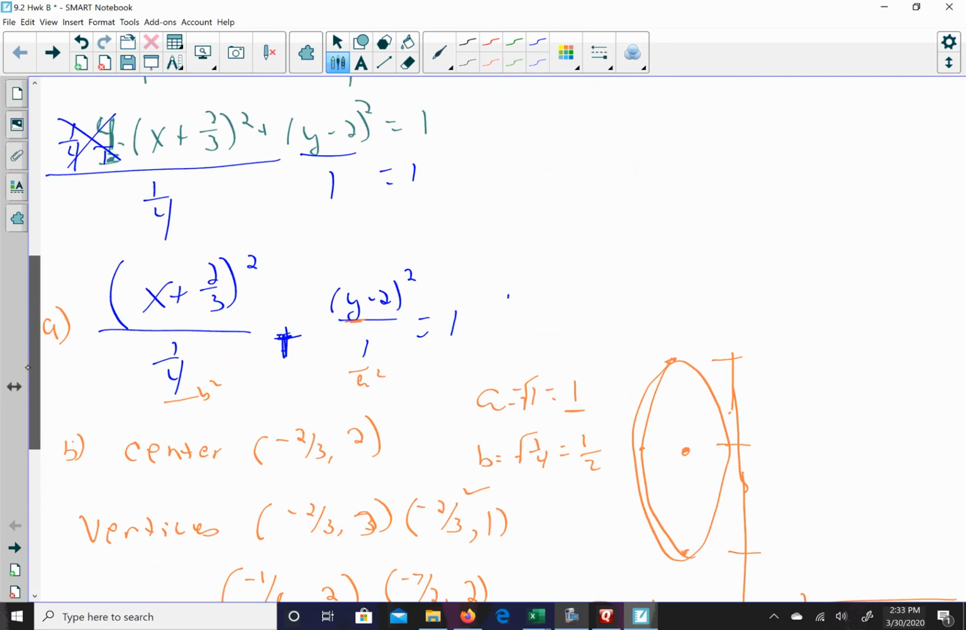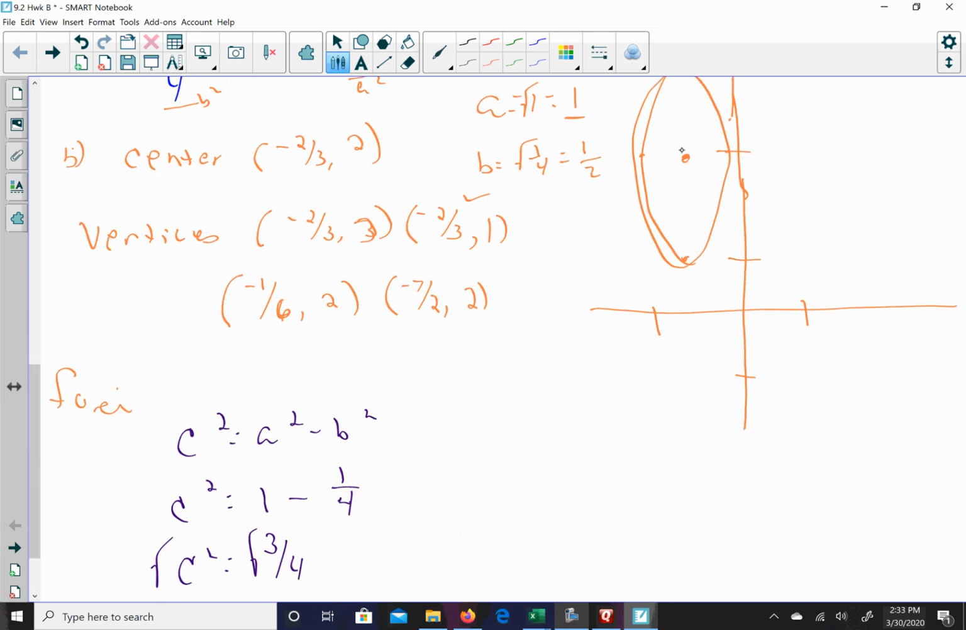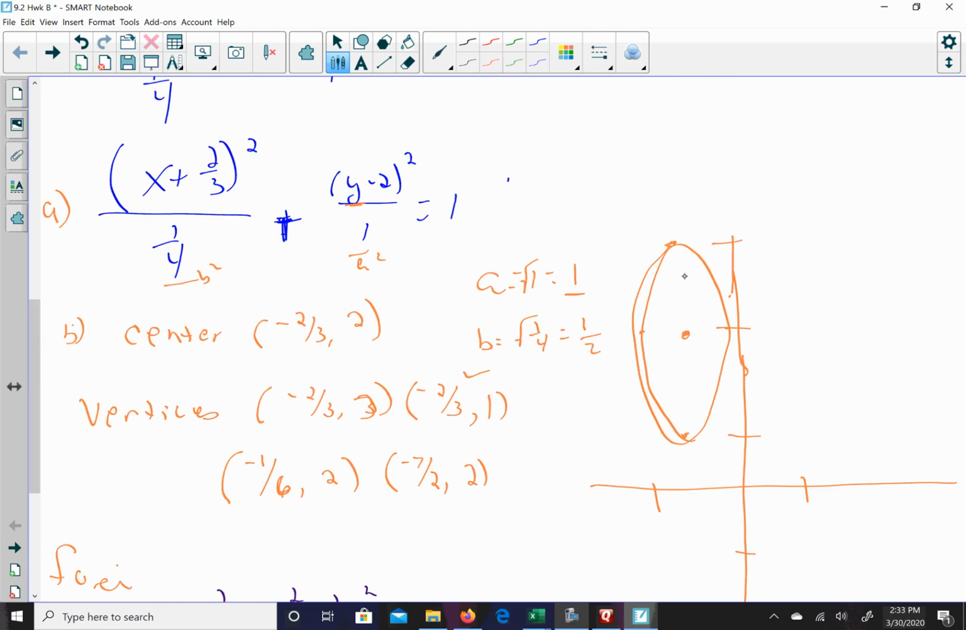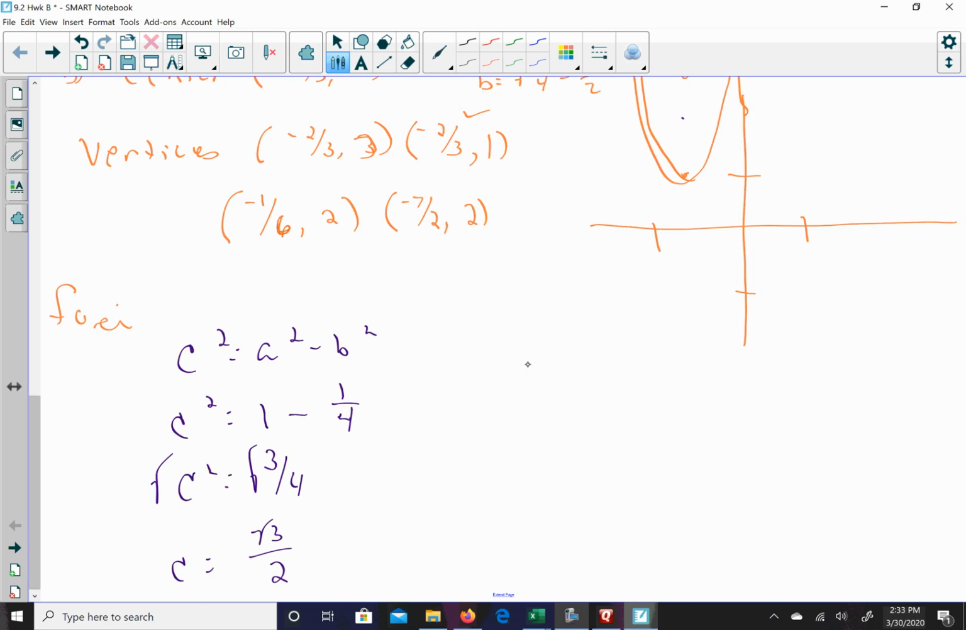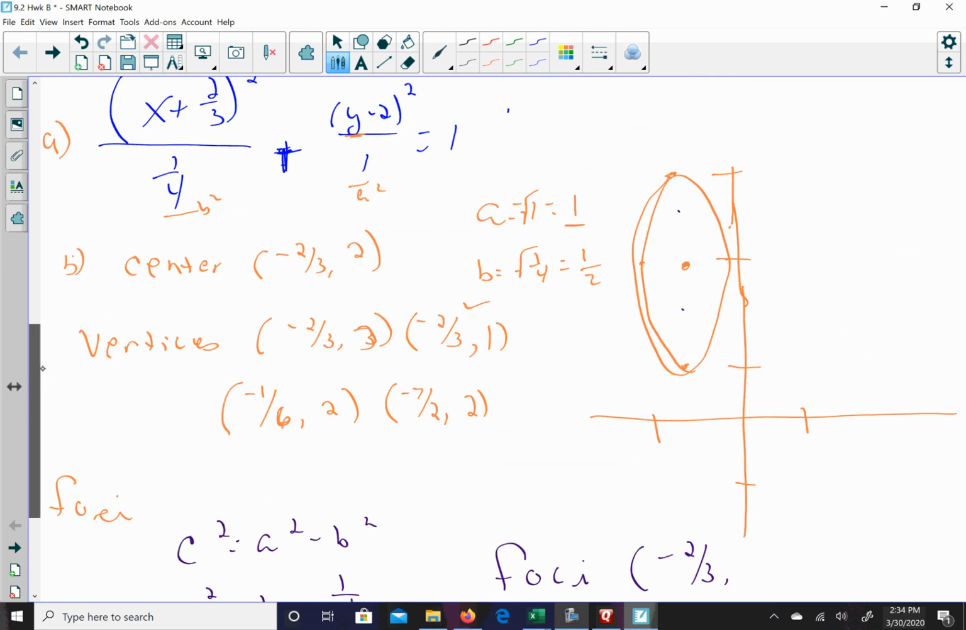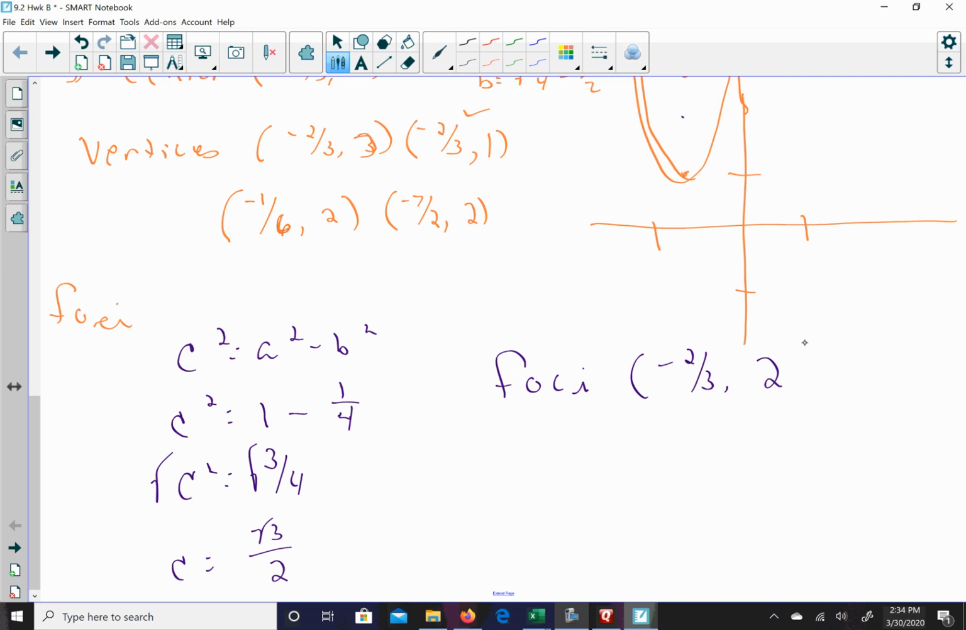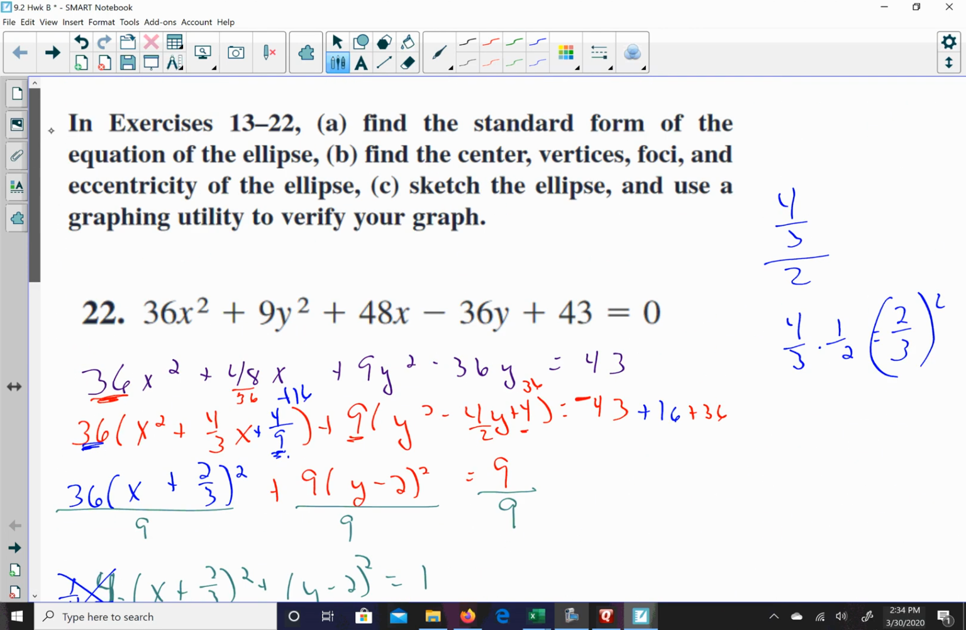So to find my foci, remember my foci are going to be on the major axis, so they're going to go up and down. So my x-coordinate will stay the same as the center. So to find my foci, my x-coordinate stays at -2/3, but my y, or my 2, I'm going to take 2 plus or minus the square root of 3 over 2. And I can't simplify it, so I'm going to leave it like that. I think I'm forgetting eccentricity.